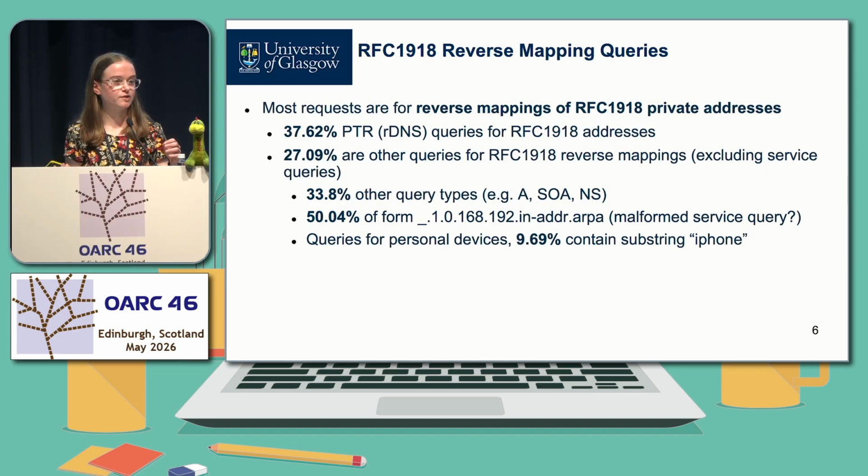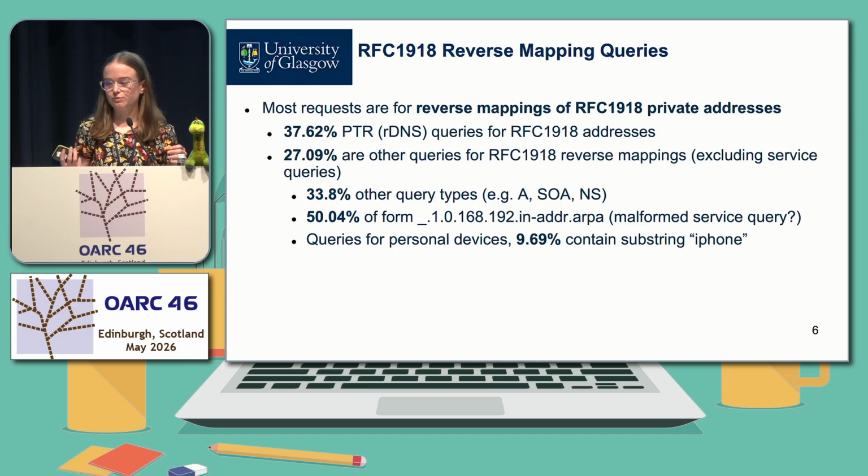Reverse DNS queries are always pointer queries. These are SOA queries or NS queries. About half of these 27% are of the form _ reverse mapping. Service queries always start with an underscore, so I think these are somehow malformed service queries which are sent to AS112.